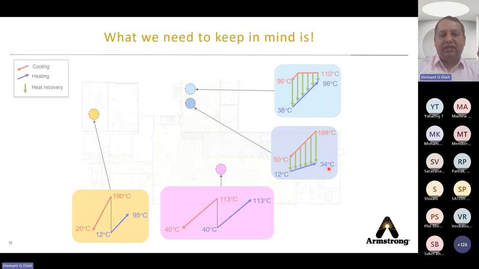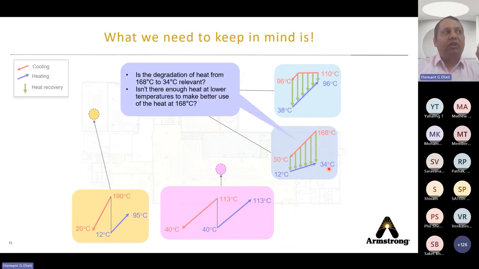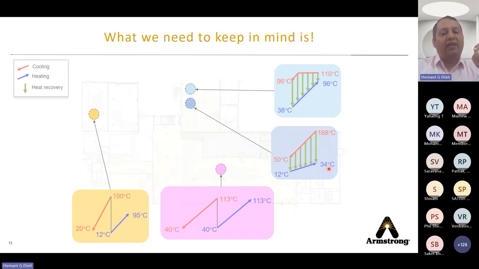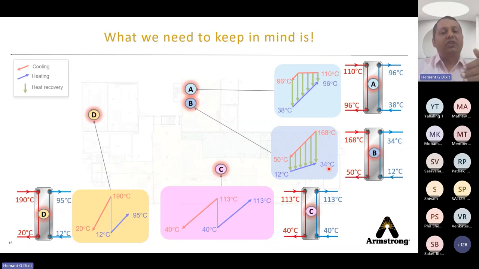But is it right? That is what we always need to think. Is degrading the heat from 168 to 34 relevant? Will it make sense? Those things we always need to analyze. For example, as I mentioned, having 110 to 96 heating in A, B will happen 168 to 34, C block might happen 113 to 113 and so on. So we need to understand, does it really make sense?